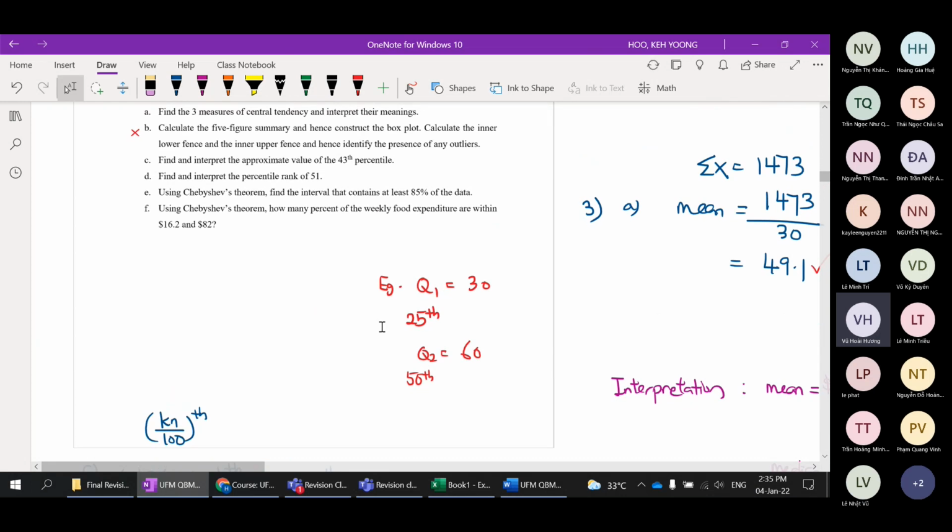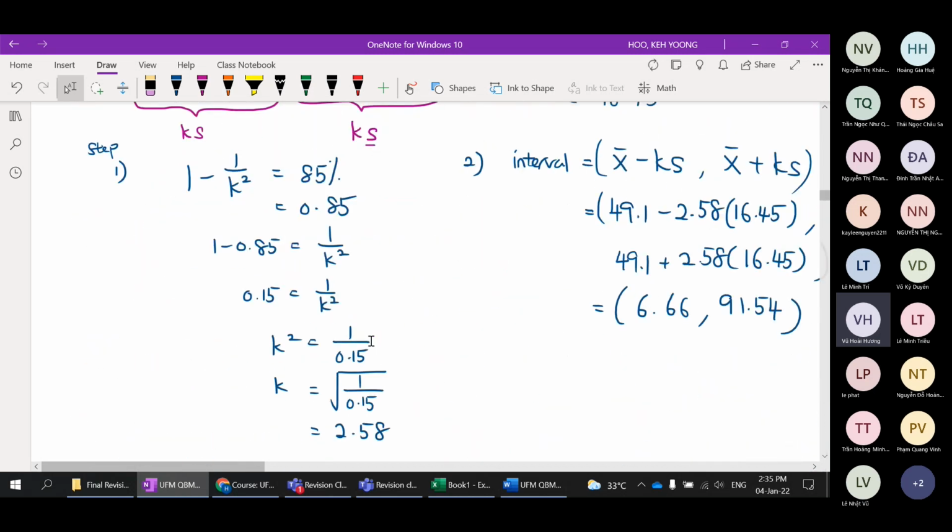Okay, so you see there's some relationship between E and F already. Both are using Chebyshev's theorem. E tells you the percentage, and you need to find an interval. F, you're given the interval, and you want to work backwards and find the percentage.